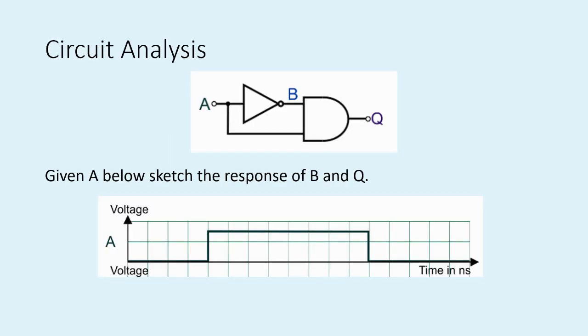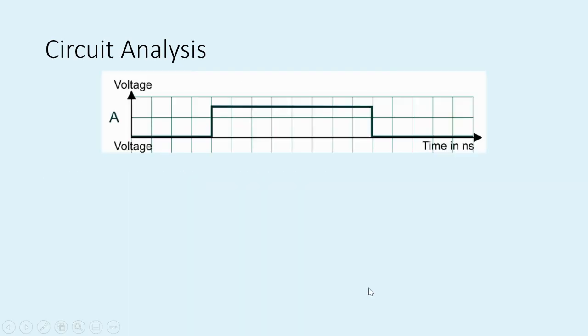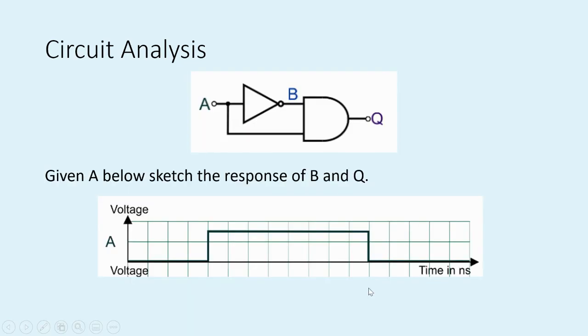Okay, Chapter 3, Sequential Logic, Part 2, Propagation Delay. Let's say you've got the following circuit. This was two logic gates, an inverter and an AND gate. You were given the diagram of A and asked to sketch what the response of B and Q would be to that input on A. Have a go at it. Give yourself a minute. Do pause the video.